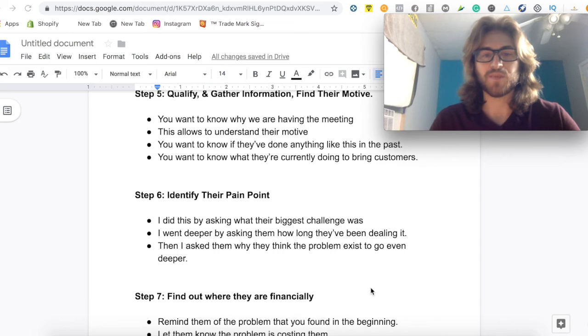I did this by asking them what their biggest challenge was. Once I found it out, I went deeper and asked, okay, how long have you been dealing with this challenge? This stresses how important it is to get this challenge solved. Then you can go even deeper and ask why they think this problem even exists.